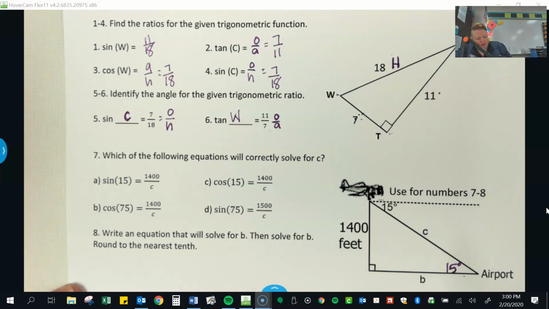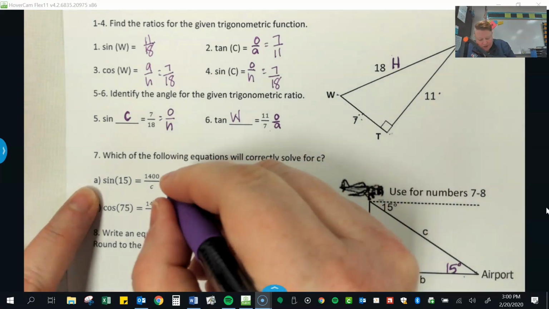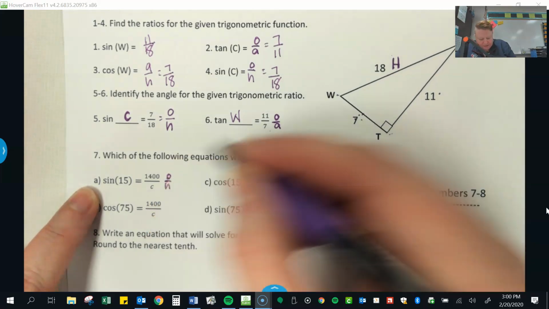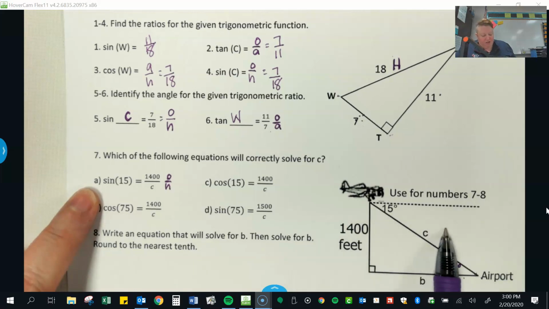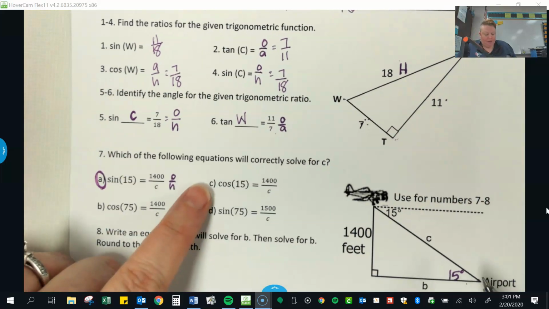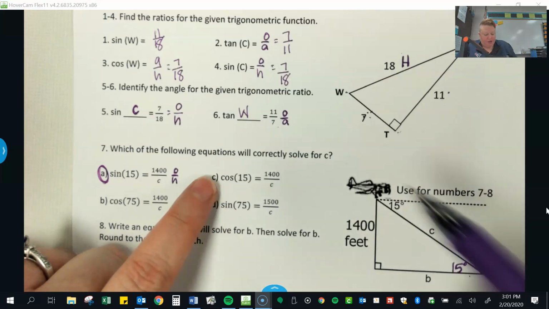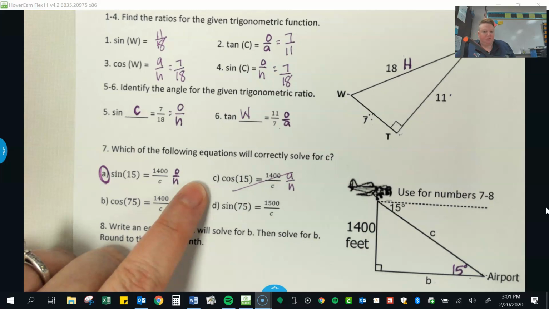All right? So this one says sine of 15, which is opposite over hypotenuse. Sine of 15 is 1400 over C. That's right. That works. Okay? This one says cosine of 15, which is adjacent over hypotenuse. Cosine of 15 is 1400 over C. That's not right, because the adjacent side to this angle is B, not 1400. So that one can't be right.